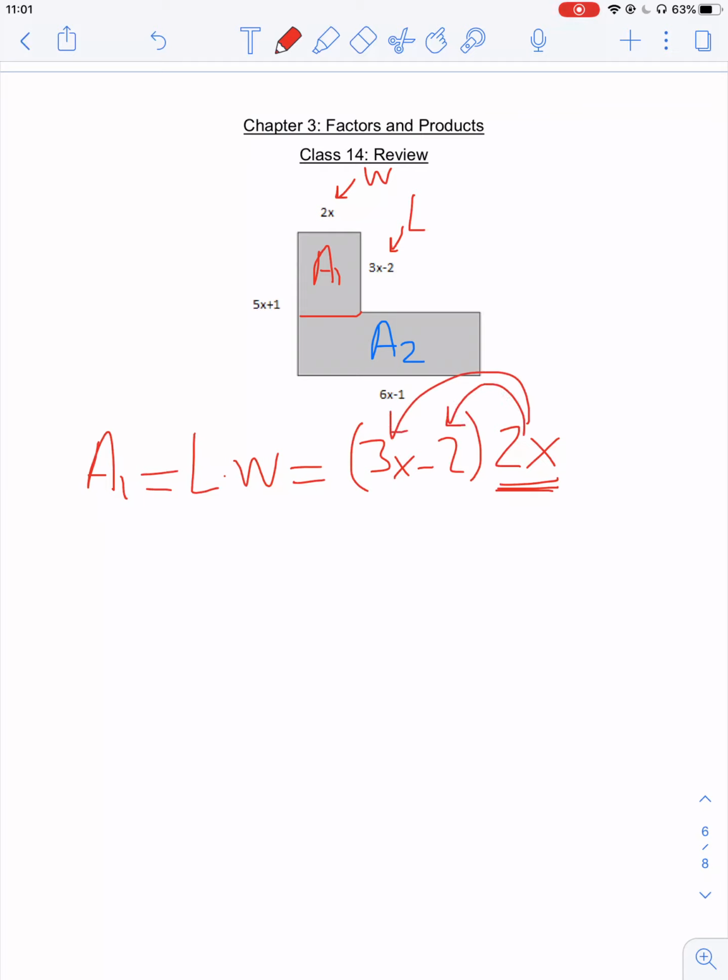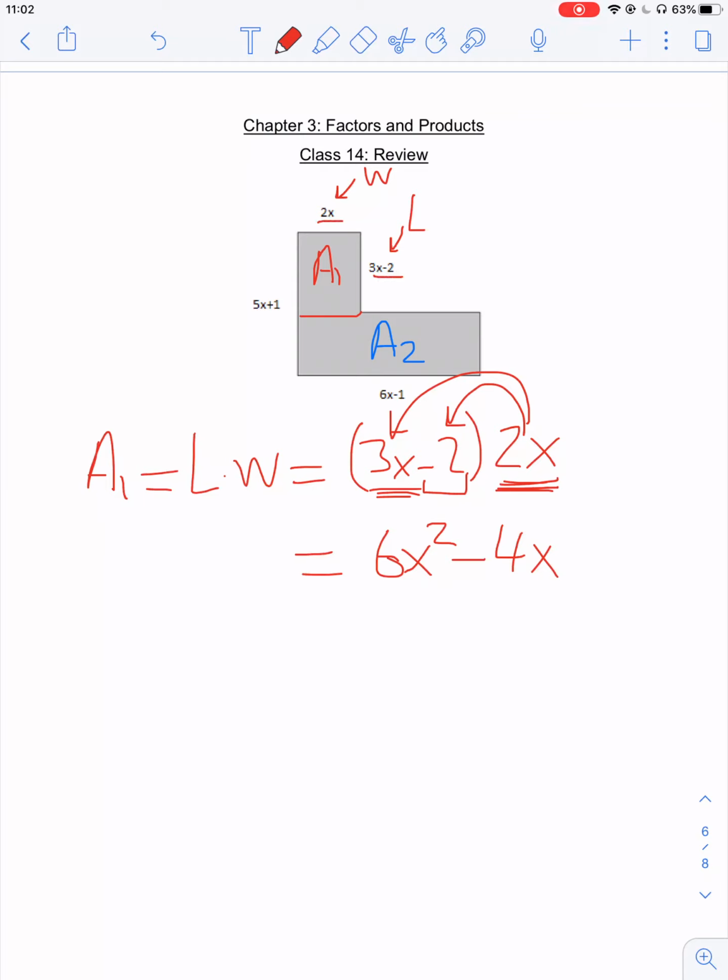We're going to multiply this. So when I multiply 2x by 3x, 3 times 2 is 6. So that gives me 6x squared. And then minus 2 times 2, so that's minus 4x. So the area A1 is equals to 6x squared minus 4x, okay? It's an algebraic expression. You're not gonna get a number as your final answer because your length and width were not numbers to begin with, okay?